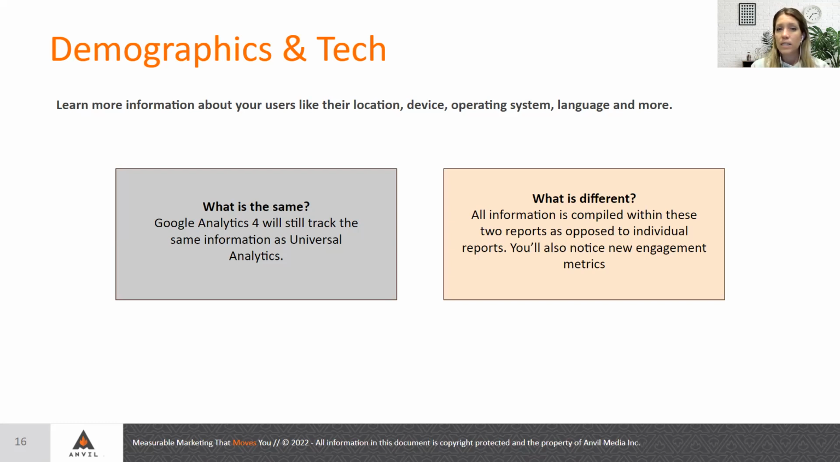Whereas the only thing that's really different is that you won't have to navigate to all of those individual reports as you would within Universal Analytics. All of that information is housed within these two reports where it's categorized into demographics and in the tech reports as well. So you'll have everything you need directly within those two sections. So it's a little bit more efficient to extract some of these pieces of information.